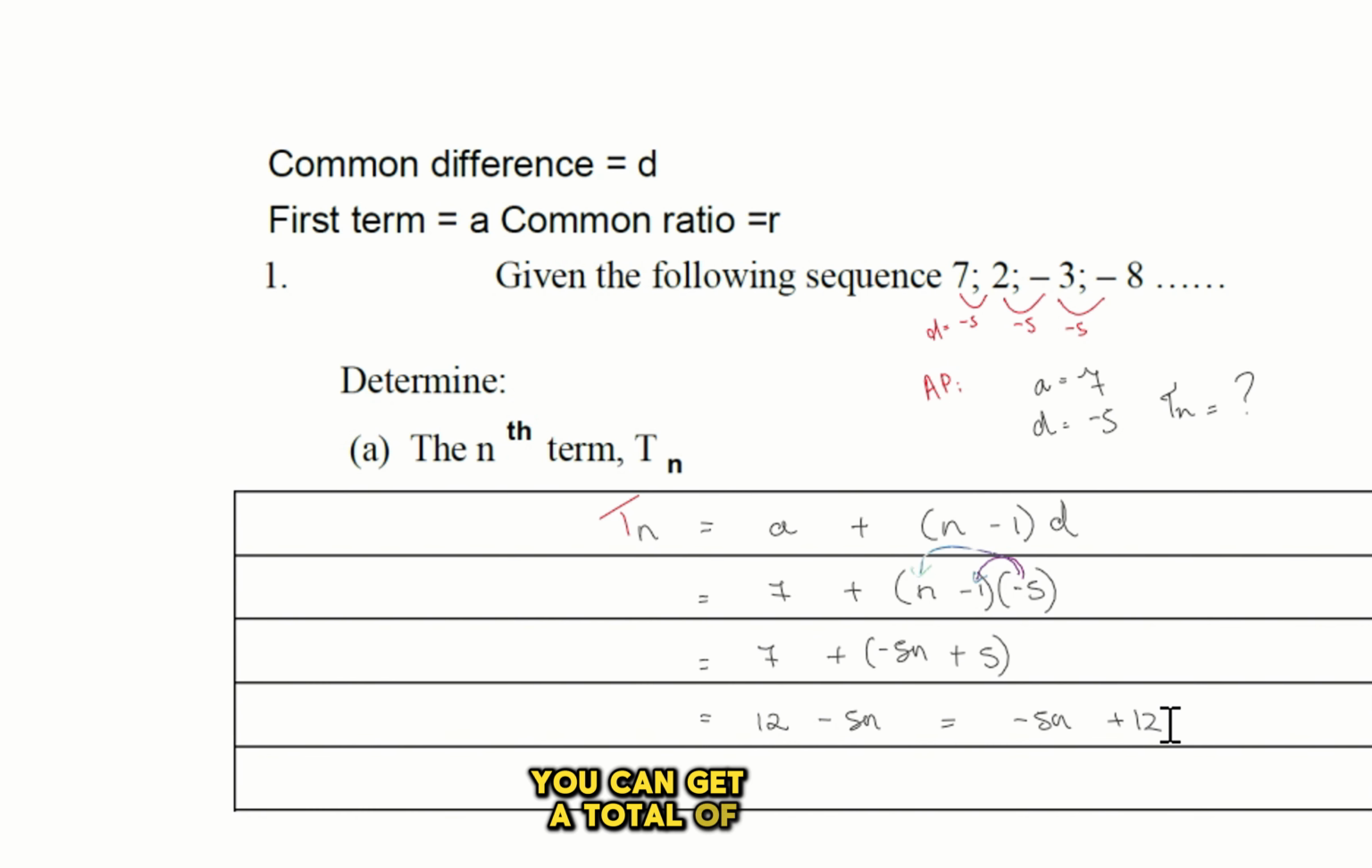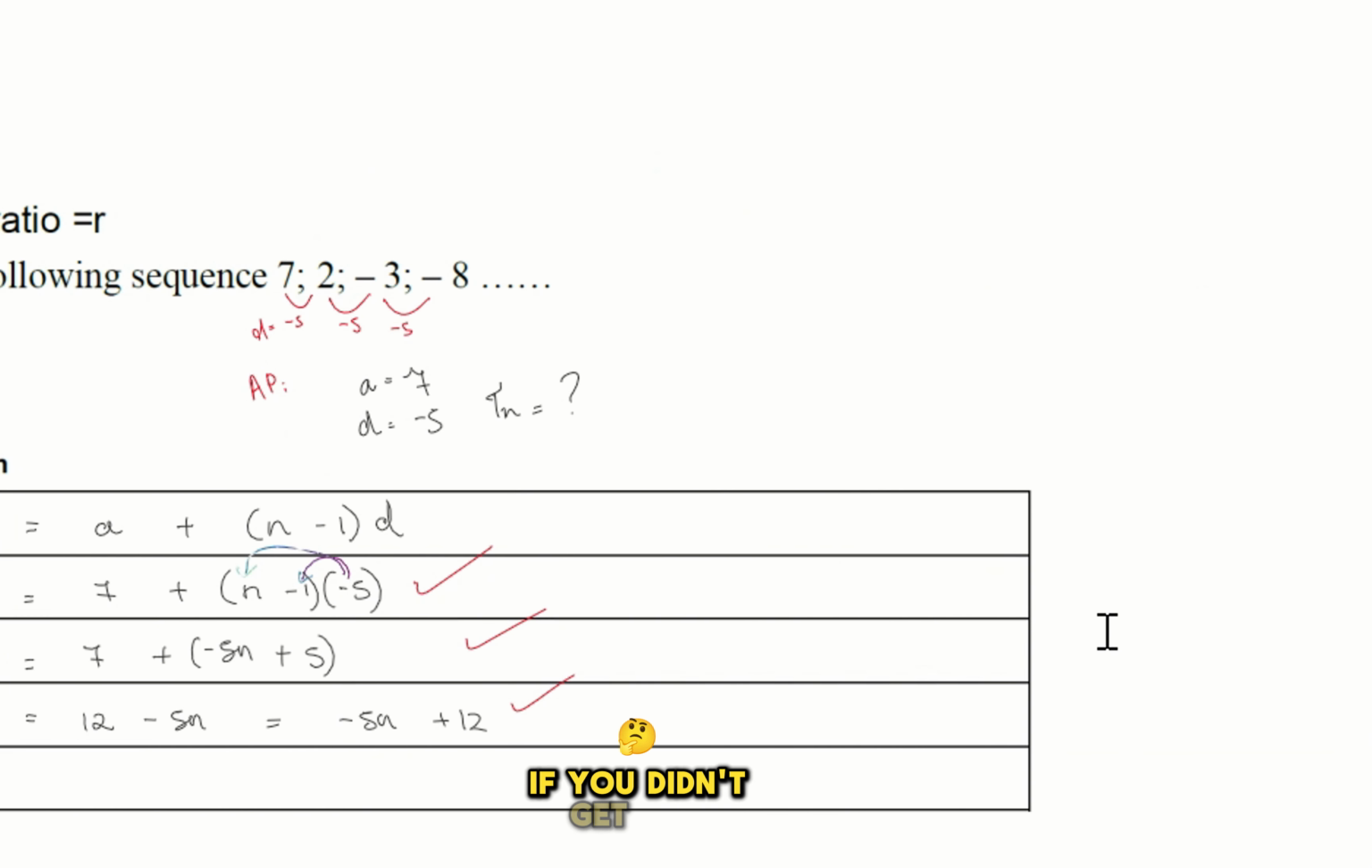You can get a total of 3 marks in that question, I would say: for the answer, for substitution and using the right formula, and for simplification. If you didn't get that, it's a little bit early in the year, so don't worry too much. But if you did it right and were able to follow with me, please give me a thumbs up in the comment section down below.